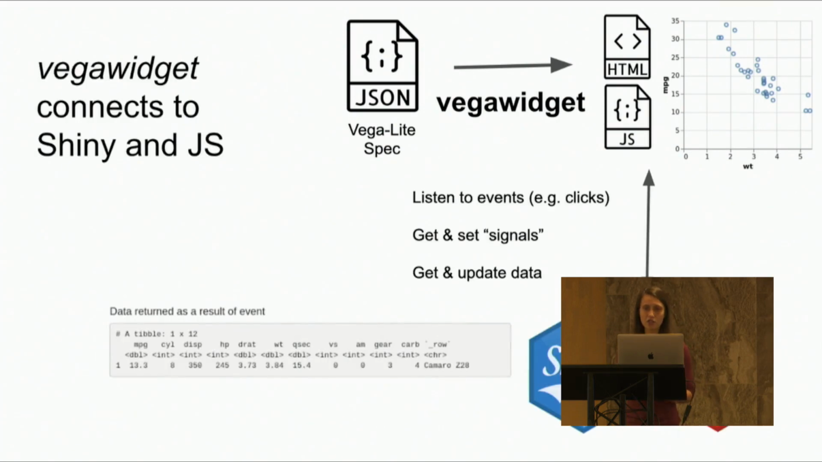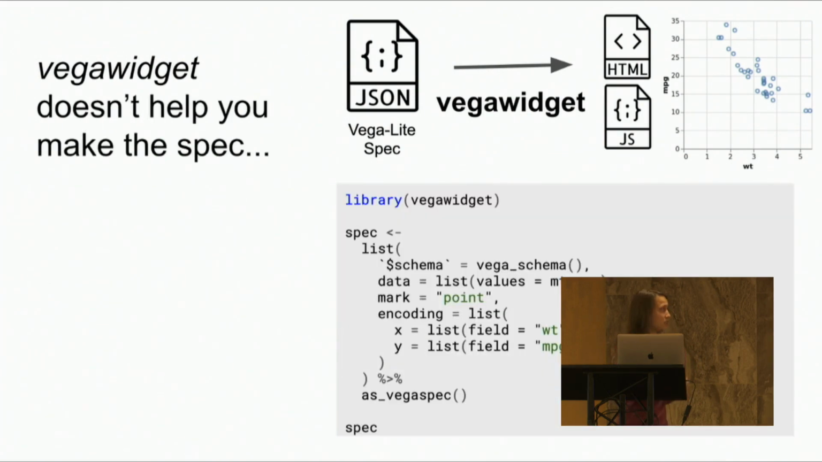And so what this package also does is it provides interfaces from that HTML widget to other parts of the R ecosystem, so in particular Shiny. So it has functions to help you listen to events, to connect to what in Vega world is called a signal, which is basically a dynamic data value, and also to let you update the data that's in the plot without completely re-rendering it. What vegawidget doesn't do is help you make the spec. It basically expects some JSON to be given to it, which in R form is going to be basically a big, complicated nested list.